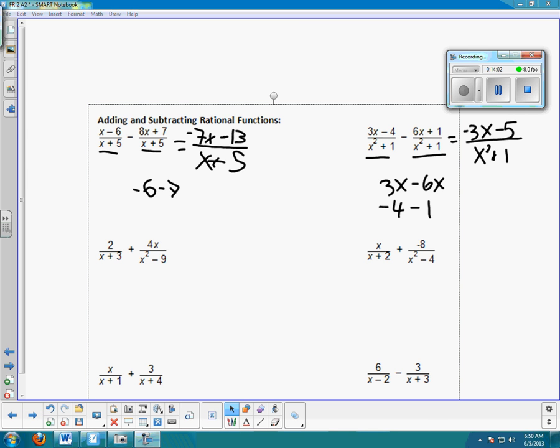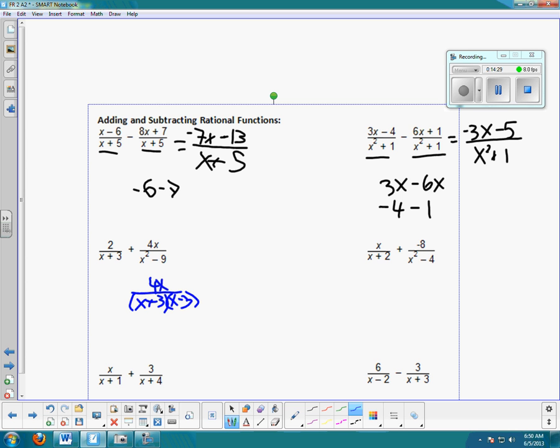All right, you should have gotten the answer negative 3x minus 5 over x squared plus 1, and you can see my work below. All right, the next problem, we look at them and they're not the same denominator. So I'm going to go ahead and factor this denominator on the right. So 4x over, this is x plus 3 times x minus 3.